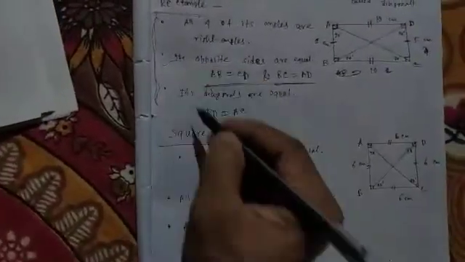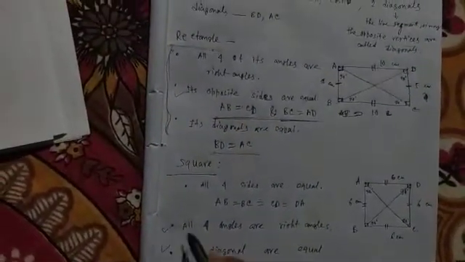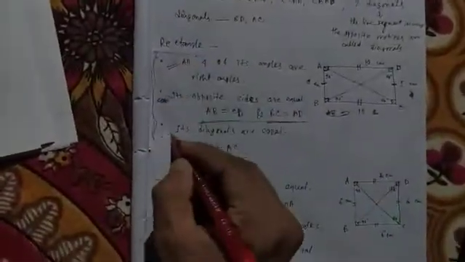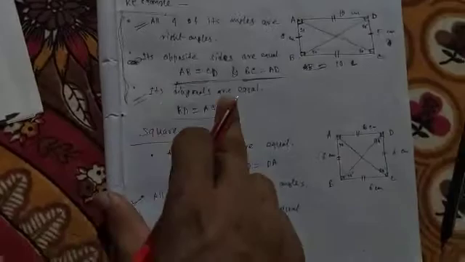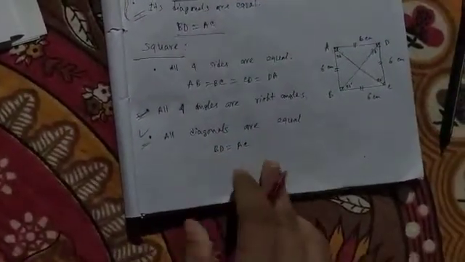So see, these points are common. All four angles are right angles. Its diagonals are equal. All diagonals are equal.